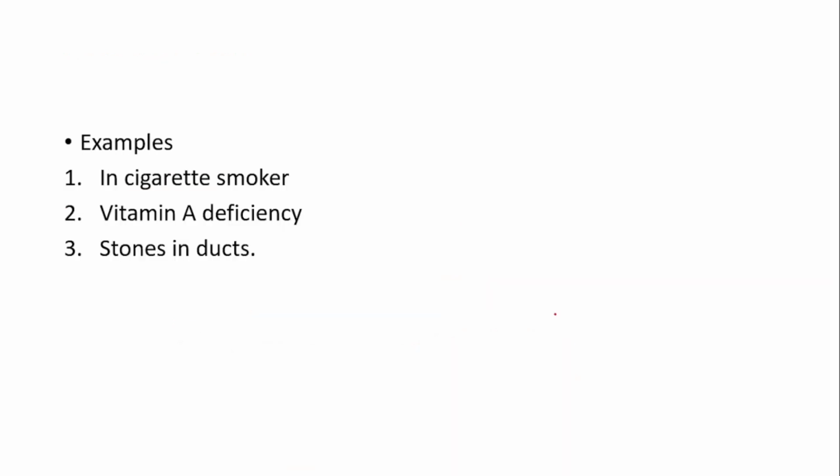So the examples of metaplasia are in case of cigarette smokers. Normally the trachea and bronchi are lined by ciliated columnar epithelium. But due to chronic smoking, that is chronic irritation, this ciliated columnar epithelium is replaced by stratified squamous epithelial cells, which are tougher and able to cope with this irritation.